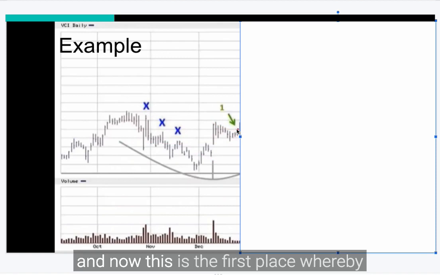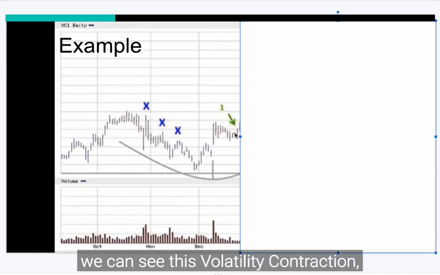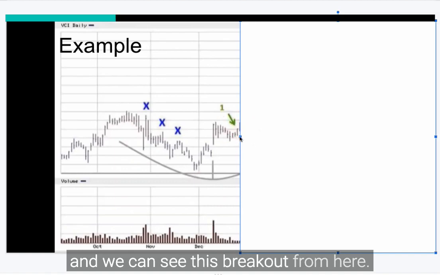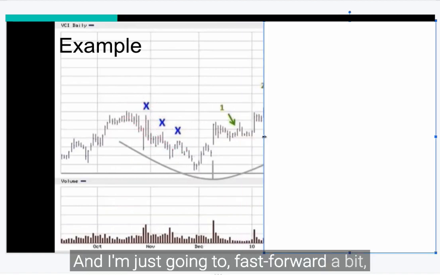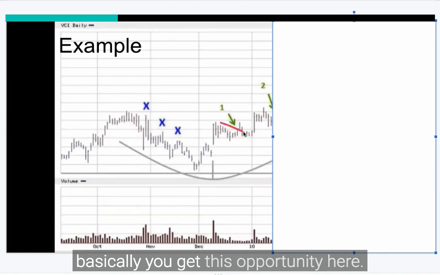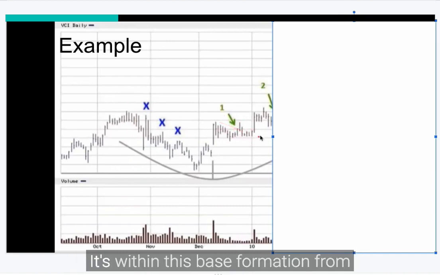And now this is the first place whereby we can see this volatility contraction and we can see this breakout from here. You see, it's a completely different story to buying here, here, or here. And I'm just gonna fast forward a bit. Basically, you get this opportunity here. It's within this base formation. From then on, you're gonna have two more opportunities.